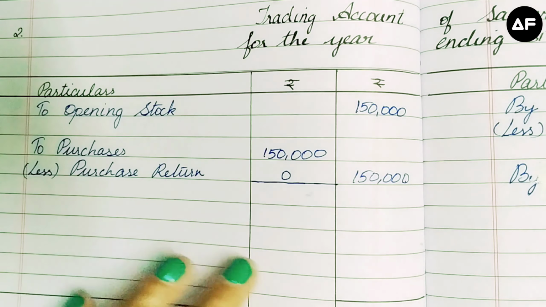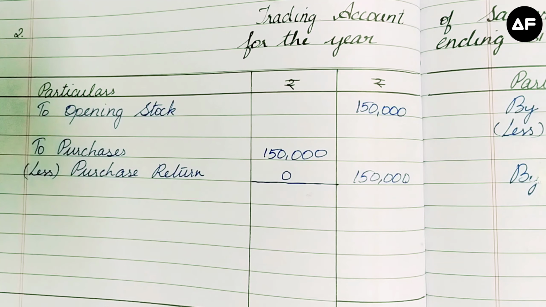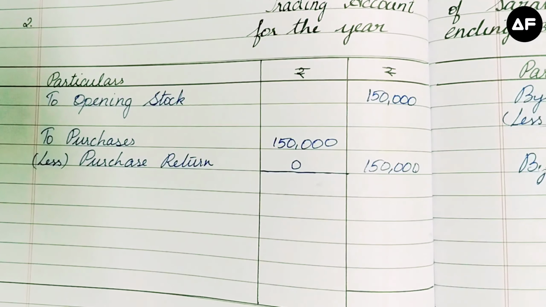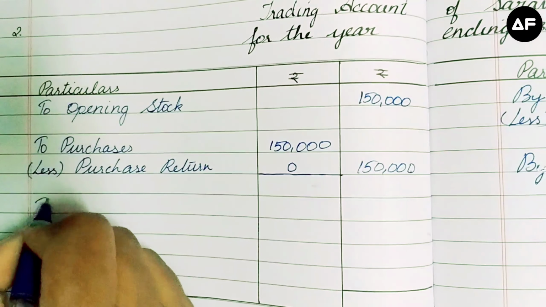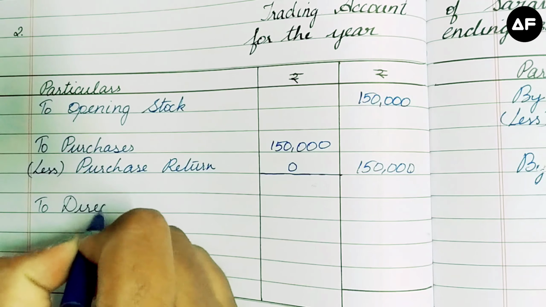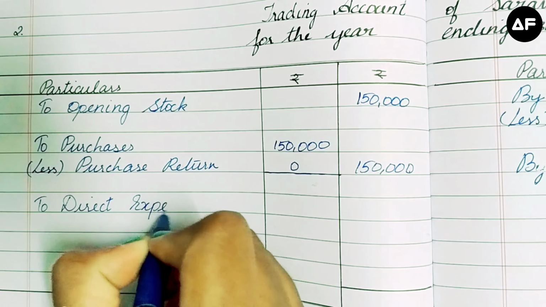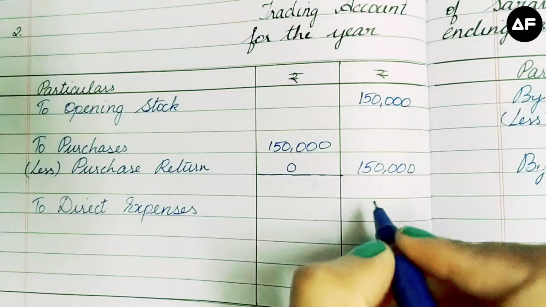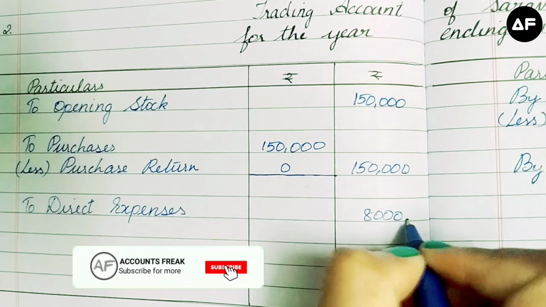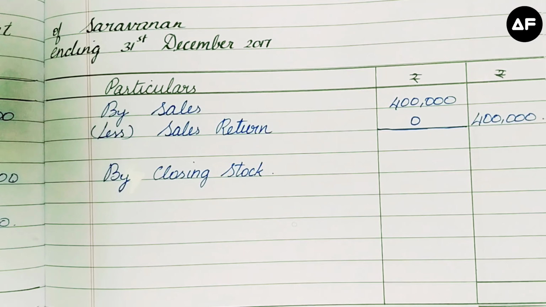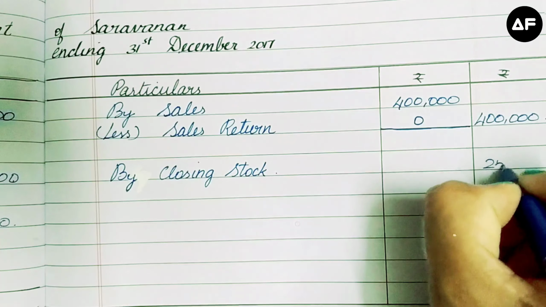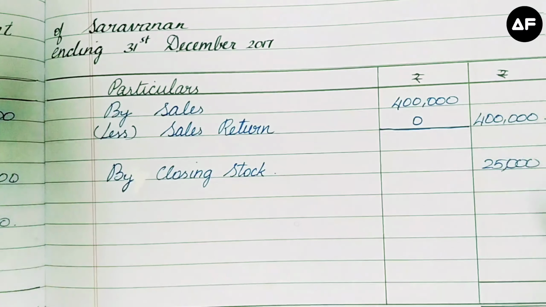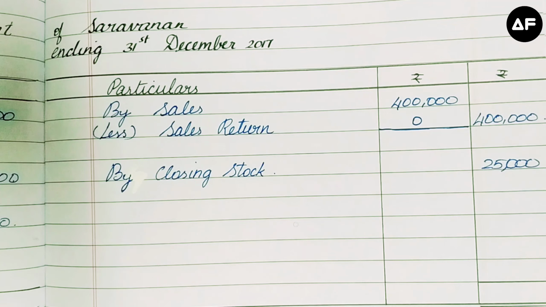Another special item which they have given in the problem is direct expenses. Any direct expenses are recorded on the debit side of the trading account. So direct expenses are rupees 8,000, in the outer column. And the last item to be recorded is the closing stock, which is on the credit side of the trading account. The closing stock is 25,000. If we know the format, these four basic things, that is opening stock and purchases on the debit, sales and closing stock on the credit, we will be good to do our trading account.